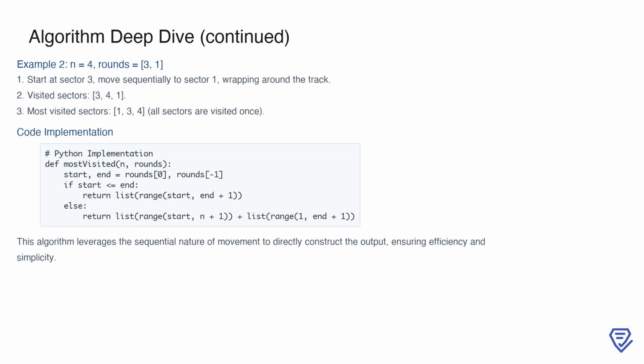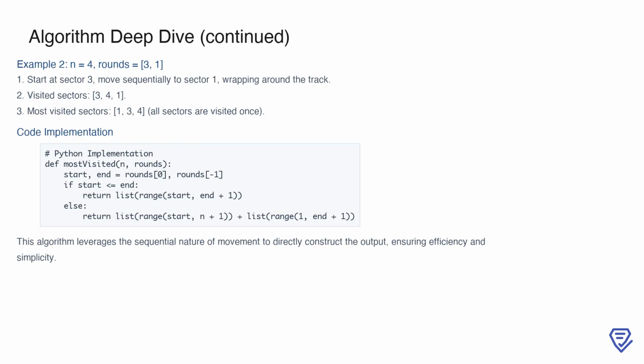Another example is when n equals 4 and rounds equals 3, 1. Here, the player starts at sector 3 and wraps around the track to reach sector 1. In this case, the visited sectors are 3, 4, and 1. All of these sectors are visited once, and since we need the output in ascending order, the result is 1, 3, 4. The Python implementation of the algorithm is both concise and efficient.